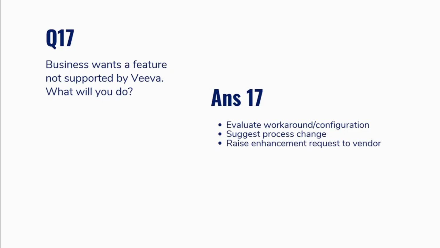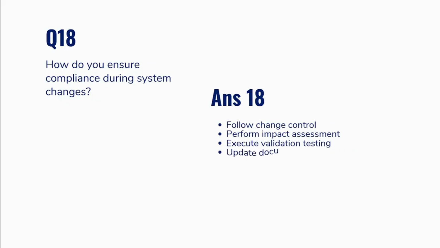Now, question 17, business wants a feature not supported by Veeva, what will you do? You have to think of a workaround, or if it is maintained outside Veeva, then through a procedural approach, define what approach the user will take to at least satisfy their requirement. Suggest a process change, and raise an enhancement request to the vendor, so that if Veeva releases it in the near future, it will be solved, right? That is also one of the considerations.